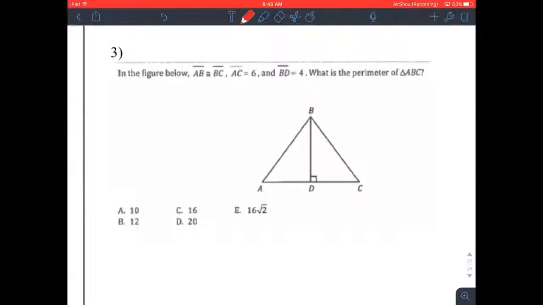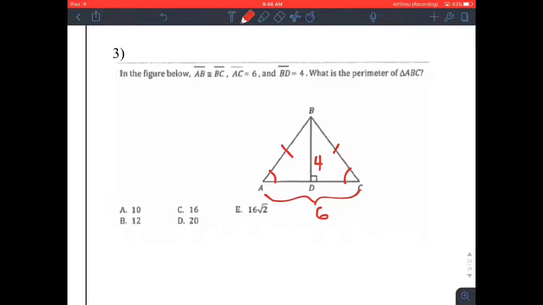Number 3. In the figure below, segment AB is congruent to segment BC. When you're given information about the picture that's not in the picture, you need to put it in there. So to show that those are congruent, we're going to put the same number of dashes on those. Now, this isn't relevant to this problem, but you wouldn't know that at this point. The isosceles triangle theorem that we learned in a previous lesson says if those sides are the same, then these base angles are the same. Sometimes that's extremely helpful. Segment AC is 6. So this whole thing here is 6. Segment BD is 4. What is the perimeter of triangle ABC?